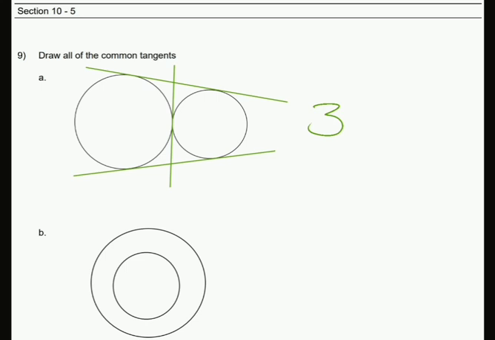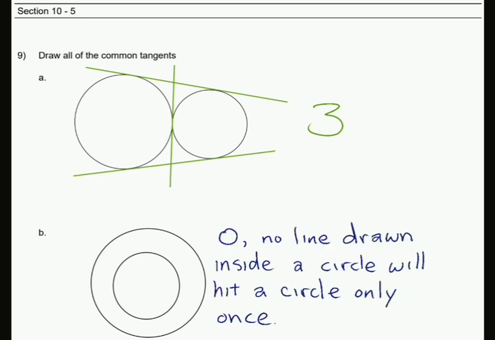Well, can we find any others? Well, no. The top one and the bottom one are guaranteed. We can't put one that touches the top and the bottom at the same time because it is blocked by the circles through the center line. For part B, we try to draw a tangent line and we run into a small problem. Because the one circle is inside the other circle, no matter what line we draw for the first circle, it's going to cross the other circle twice.